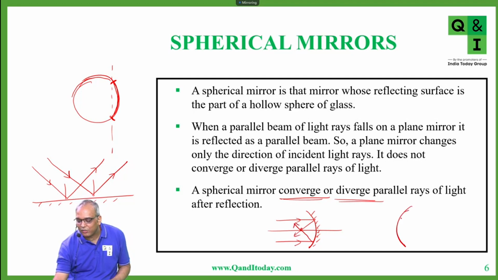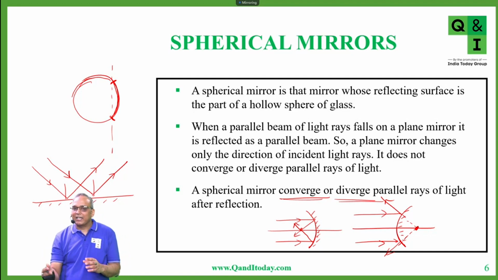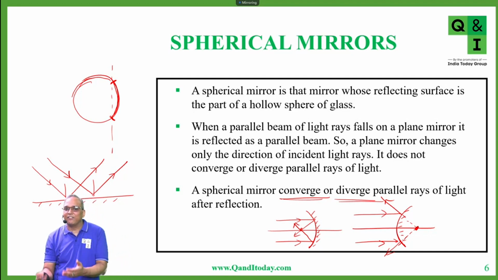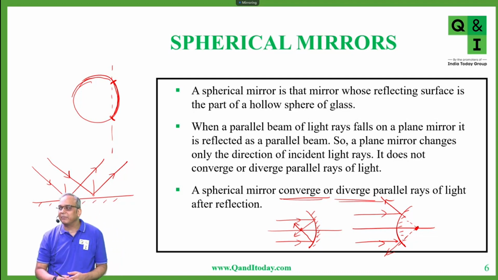And in the case of a convex mirror, the parallel light rays diverge, and when they diverge, they appear to be coming from this point. It will appear to be diverging from this point, and that's why a convex mirror is called a diverging mirror and a concave mirror is called a converging mirror. Let's understand it further, students.